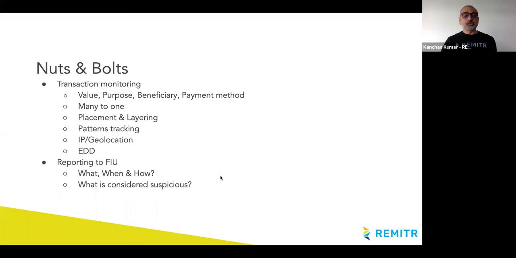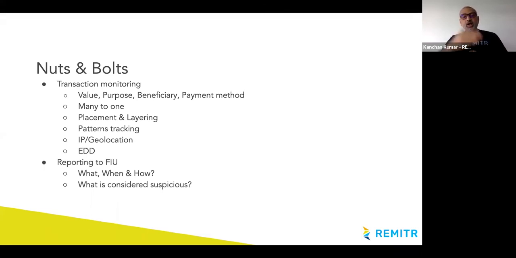Continuing with nuts and bolts, the most important part, like I talked about, was transaction monitoring. Transaction monitoring comes out in multiple different ways. You have to understand the value and purpose, why the payment is being sent. The biggest challenge in AML really is placement and layering. I'm not getting into details, but it's sufficient to know that placement is a way for ill-gotten money to be placed into an account which seems legit.